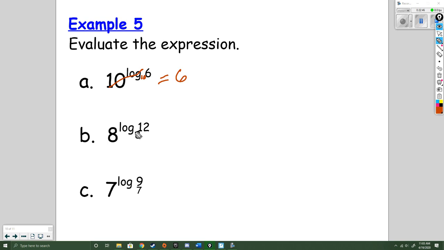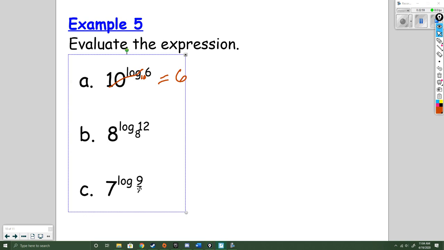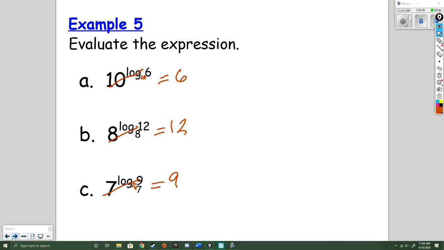Note this is a little funky. In part C, this is supposed to be to the left a little bit. I don't know why it looks like that. So in part B, this says 8 to the power of log base 8 of 12. The base of the logarithm and the base of the exponent are the same, so that's just 12. Same thing here, so that's just 9. If we know that characteristic, these are pretty darn easy to do.